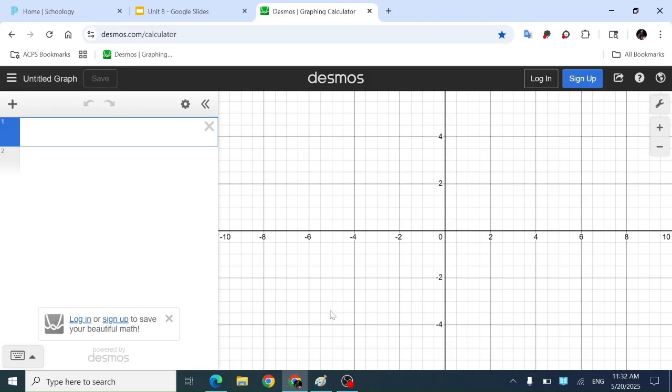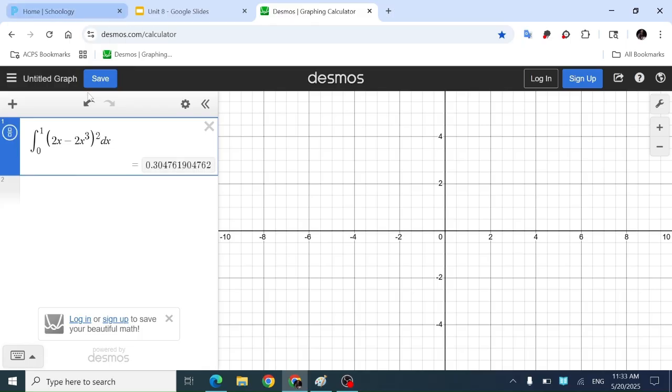Okay, so let's go ahead and plug this into Desmos so we can get our answer. So 0, 1, just top function 2x minus 2x cubed, and then make sure you guys add a dx after in Desmos so that you can determine your answer. But yeah, that's all you need to know for this first example. That right there is going to be your right answer, 0.305 if you want to round it.